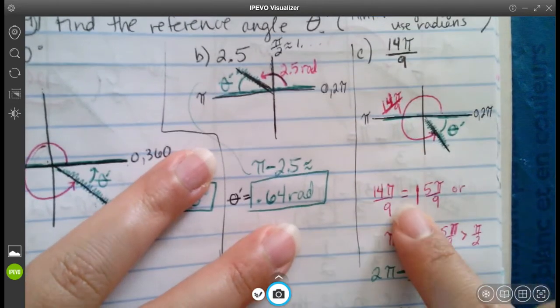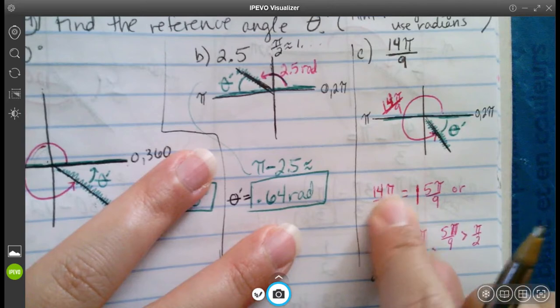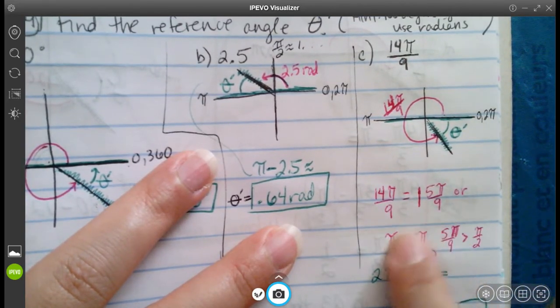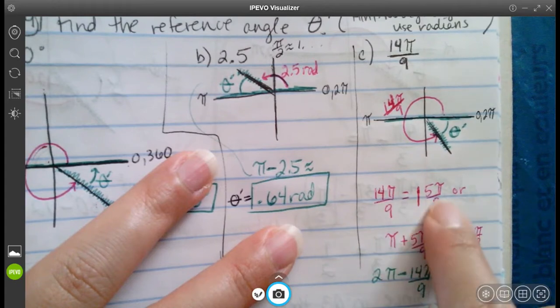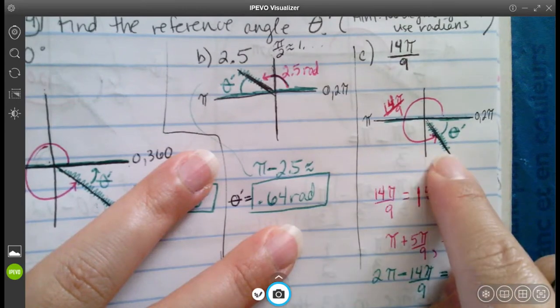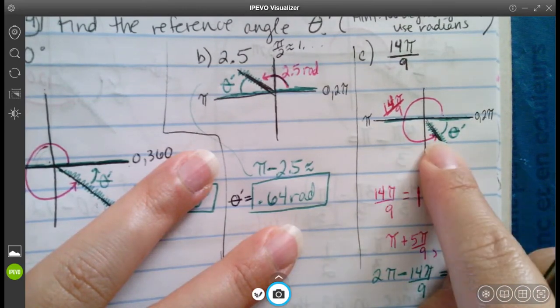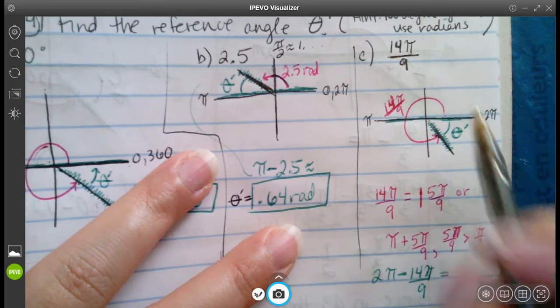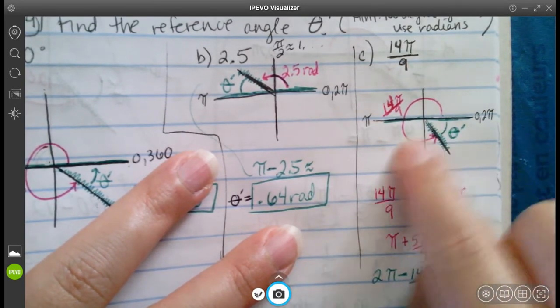I kind of used a little bit of math. I said, well, I know that 14 pi ninths is 1 pi and 5 pi ninths. So in other words, this one is a pi, and this right here is 5 ninths. So 5 ninths is definitely more than the halfway point. Okay, if that makes any sense. This is just my math with fractions. So I know that for sure it's going to be somewhere down here.